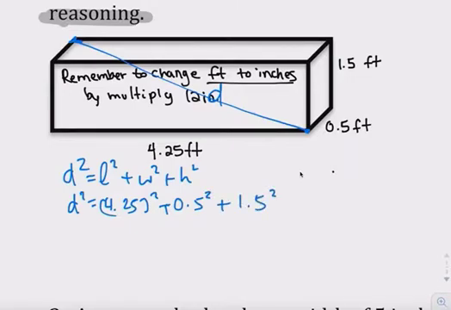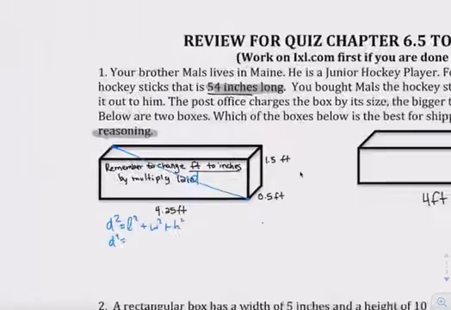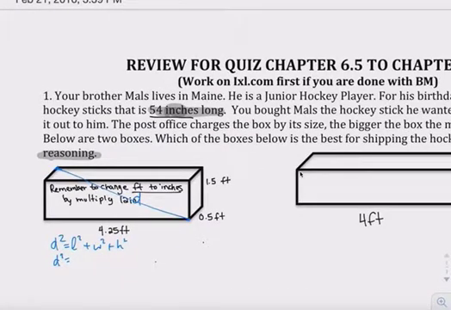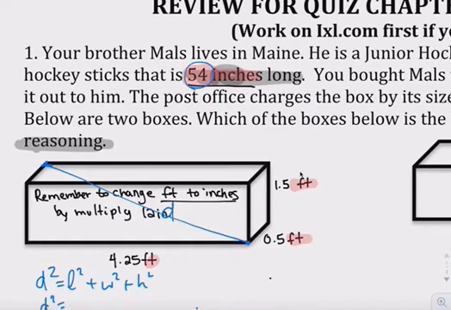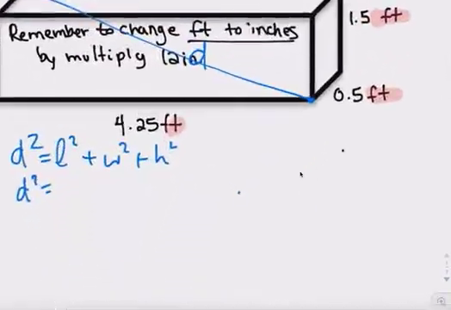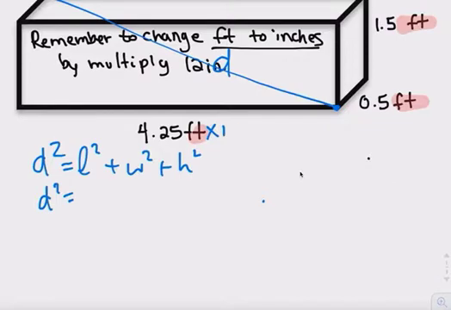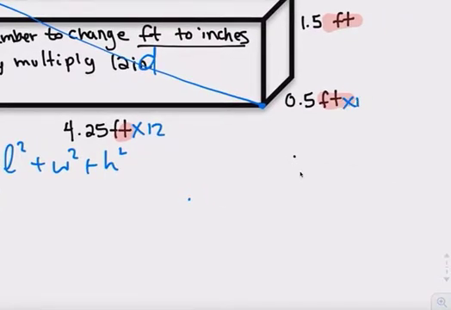This is incorrect, by the way. If you do it this way, this is incorrect because this is in inches, and these are in feet. So you have to convert each one to inches, or you convert this into feet, whichever way. I like to turn these into inches by multiplying each of them by 12.